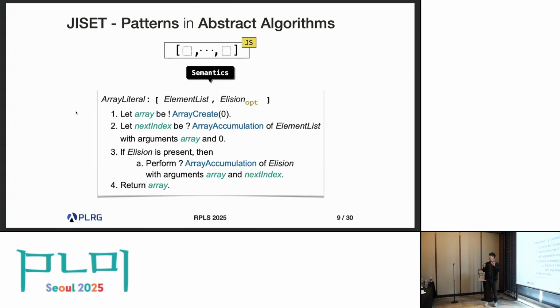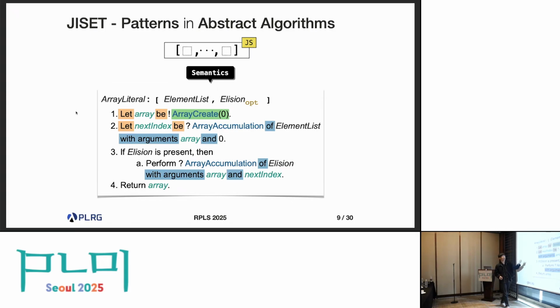I said that this specification describes the semantics in pseudocode-like algorithms. This algorithm describes the specific case of the array literal. It has multiple steps, and it describes how to execute the array literal. But it has very similar patterns because it's pseudocode. For example, we can define a local variable using "let be", or we can call another algorithm like this one. And we can also invoke another syntax-directed operation for some specific abstract syntax tree.